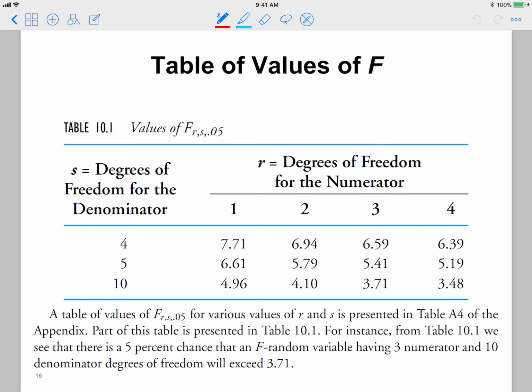This is just a part of the table of this F distribution. It is nothing but a small part of the table for this F distribution, and of course we have the 2 degrees of freedom, R and S.